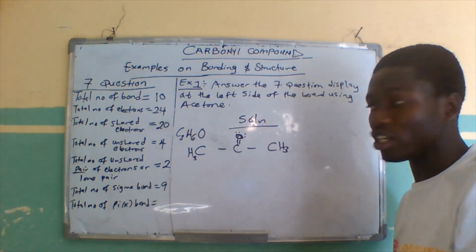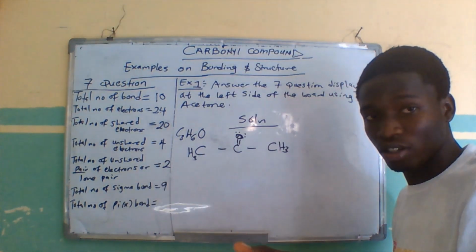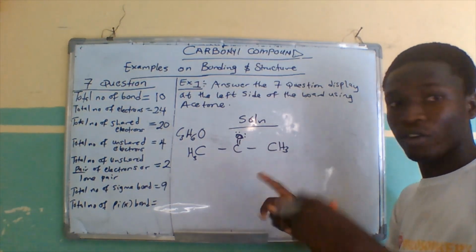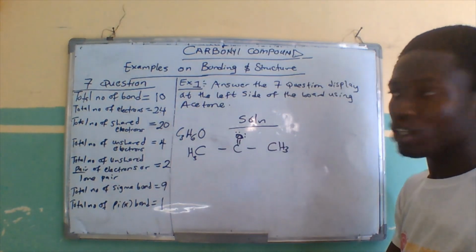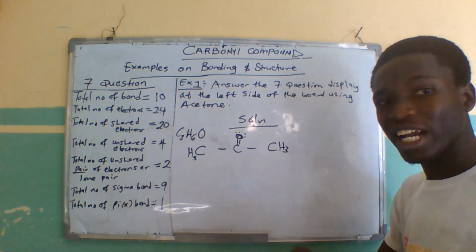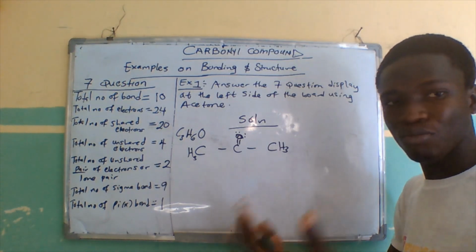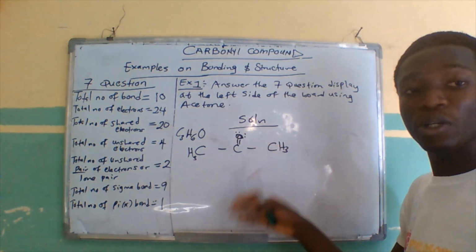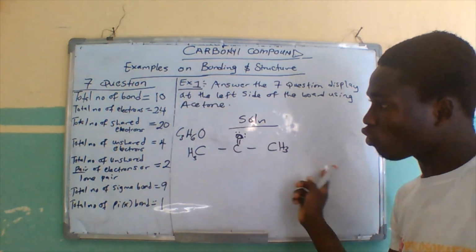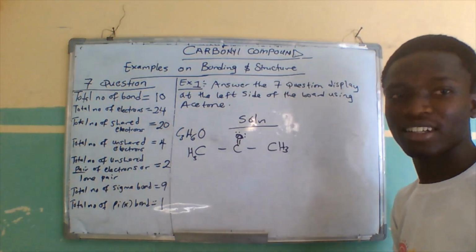9 sigma bonds. A bond means 2 electrons, so it would be 18 sigma electrons, but we are not asked that here. Sigma bonds are 9, and the one you removed out of the 10 bonds will be the pi. Now, if you want the total number of bonds, you have to add the number of sigma bonds with pi bonds. A pi bond is not a regular bond, it's not common, it's always scarce. You only see it occasionally, so the number is always minimal. So in this whole molecule, you only have 1 pi bond. If you add the pi bond with the sigma bonds, you get the total number of bonds. Out of all the bonds I counted, 1 will be pi, while the remaining will be sigma.